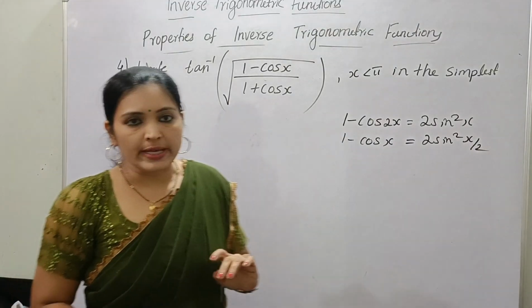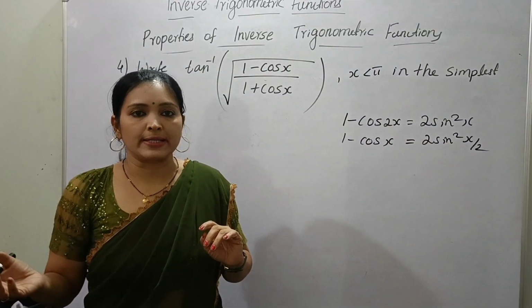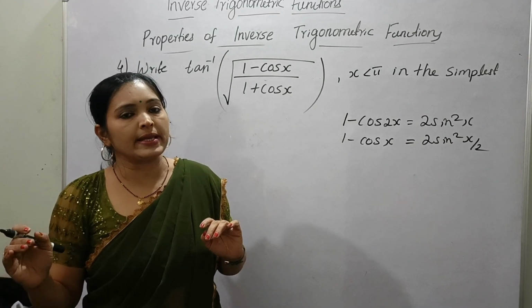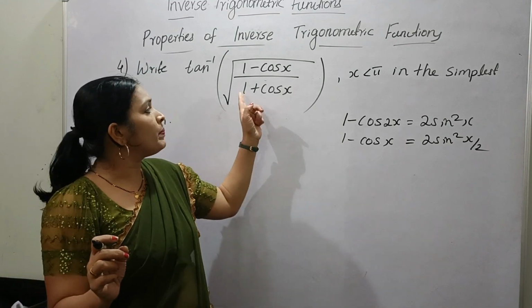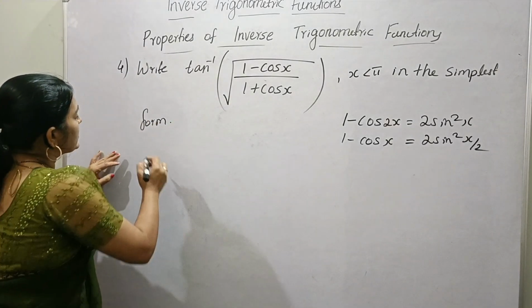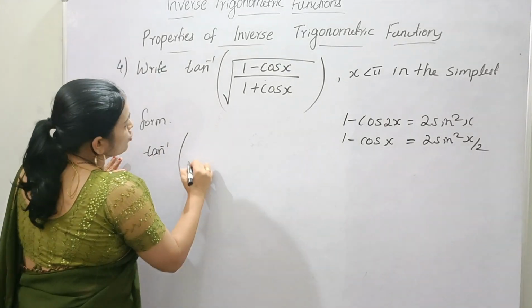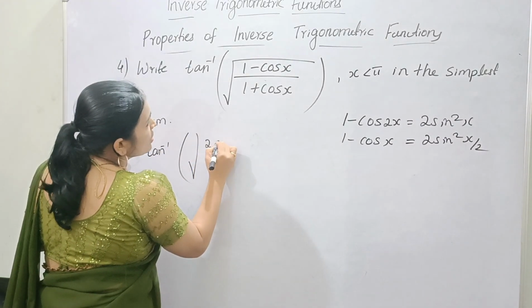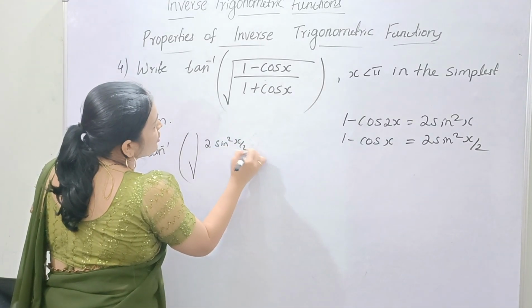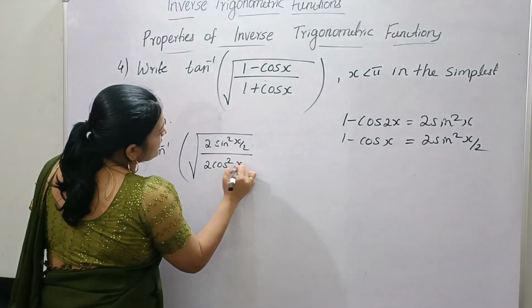And what is 1 plus cos x? Here also similarly 1 plus cos 2x is 2 cos square x. So 1 plus cos x is nothing but 2 cos square x by 2. So this can be written as tan inverse of square root of 2 sine square x by 2 divided by 2 cos square x by 2.